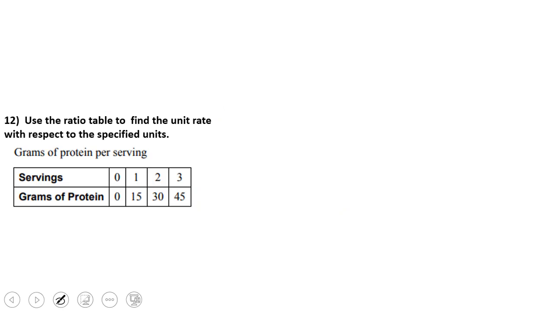Going to our next example, 12, using the ratio table again to find the unit rate with respect to the specified units, grams of protein per serving. So we want grams per serving. So we got to make sure we write it that way. Always important. So we look at our ratio table. Again, servings is on top and protein is on the bottom.